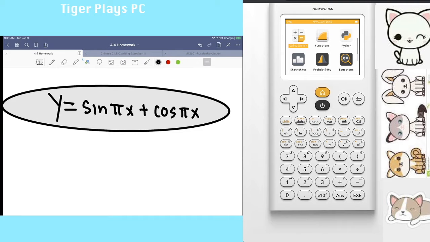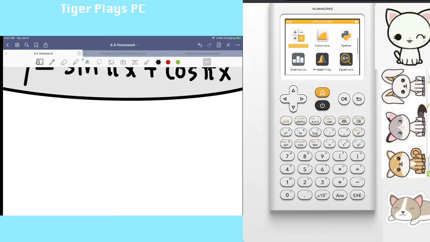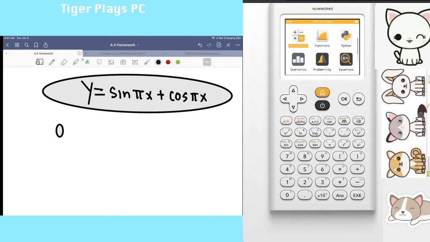Hello, in the following video, let's learn how to solve for the x-intercept for this equation: y equals sine of pi x plus cosine of pi x. The first thing we need to do is, of course, set y to 0.